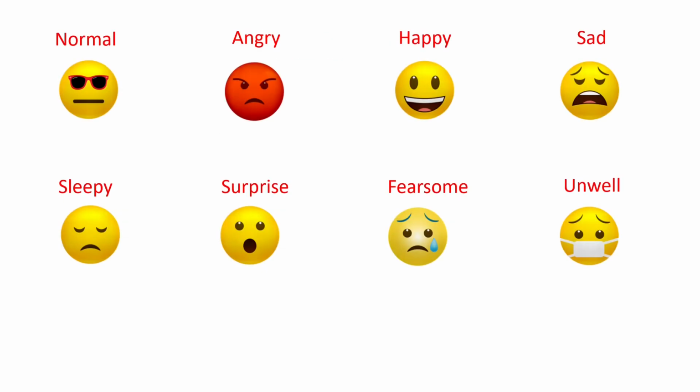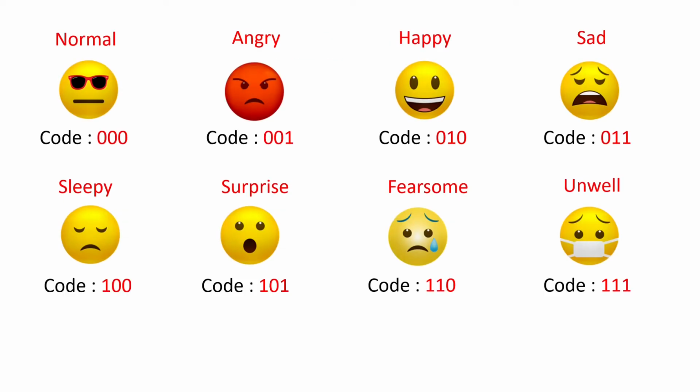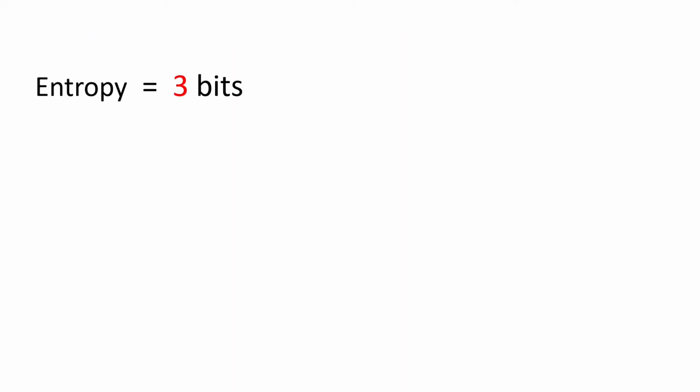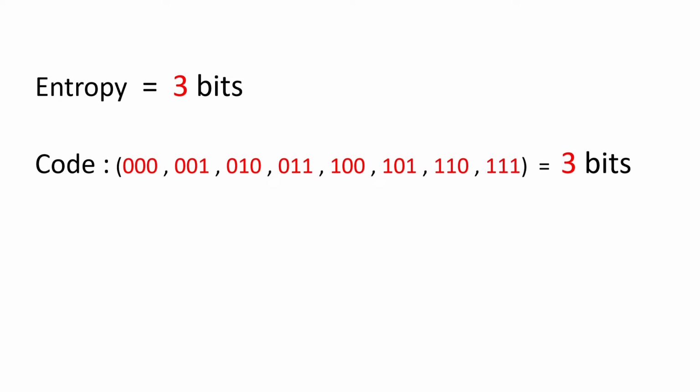So the best way to send this information is by using this type of coding, which is very common in computer science. As we know that the entropy is 3 bits and the sequences 000 to 111 use only 3 bits, and hence this is the best choice.